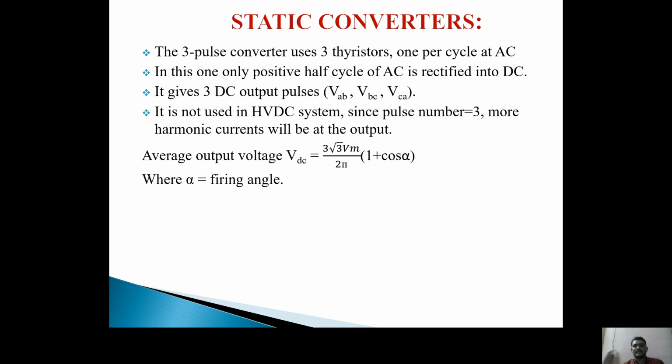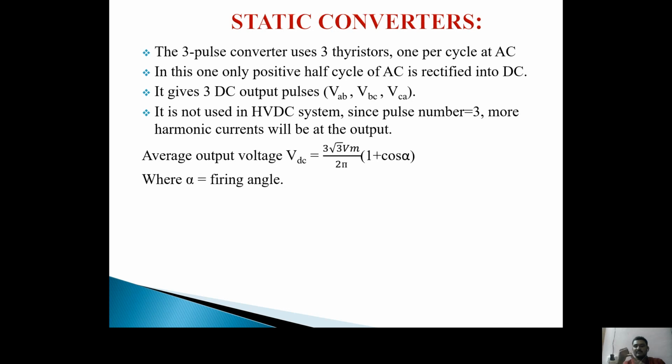The 3 pulse converter uses three thyristors. If you observe the diagram, we have three valves or three thyristors, one per cycle of AC. Only the positive half cycle of AC is rectified into DC. It gives three DC output pulses, those are VAB, VBC, and VCA.